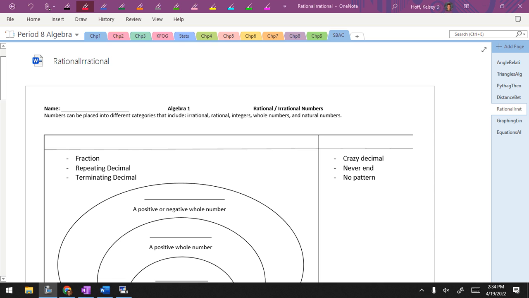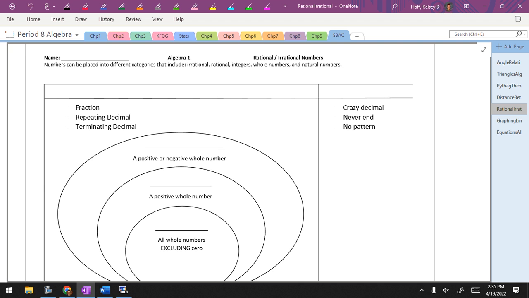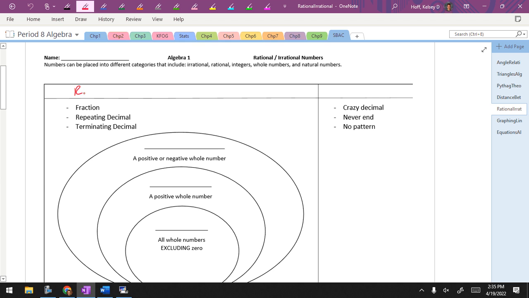Numbers, and we're going to categorize things today too. So this is a big Venn diagram. Numbers can be placed into different categories. Category options are irrational, rational, integers, whole numbers, and natural numbers. So every single number can instantly be split into two separate categories. The first category on the left is rational.